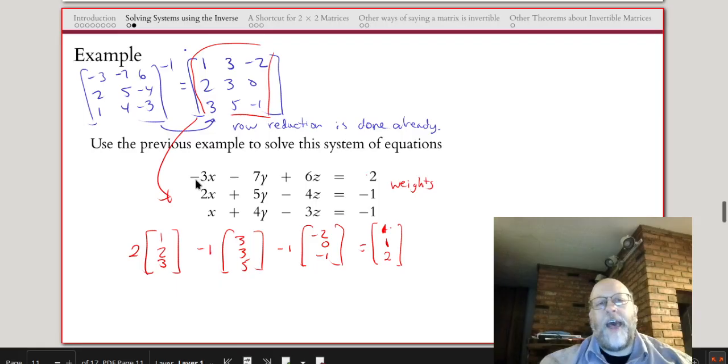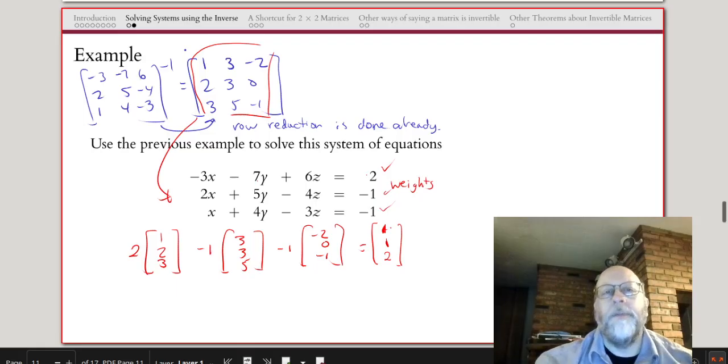We can check that. Negative 3 times 1 is negative 3. Negative 7 times 1 is negative 7. That's negative 10. 6 times 2 is 12. Negative 10 and 12 is 2. 2 plus 5 is 7. 4 times 2 is 8. 7 minus 8 is negative 1. 1 plus 4 is 5. 3 times 2 is 6. 5 minus 6 is negative 1, so that checks.